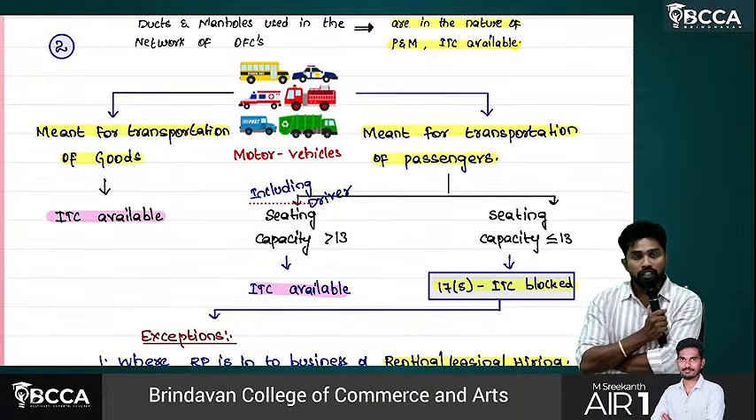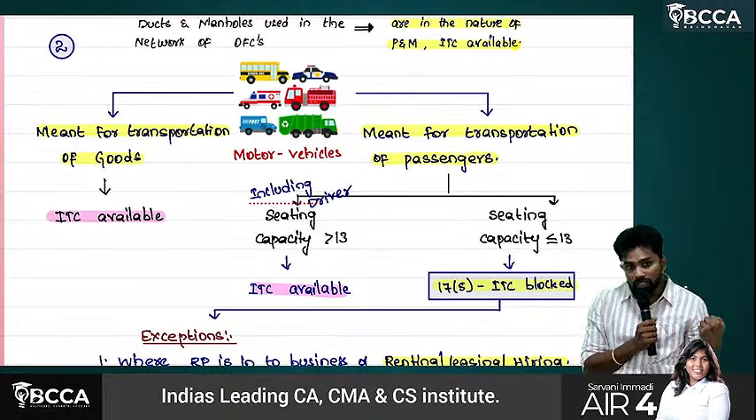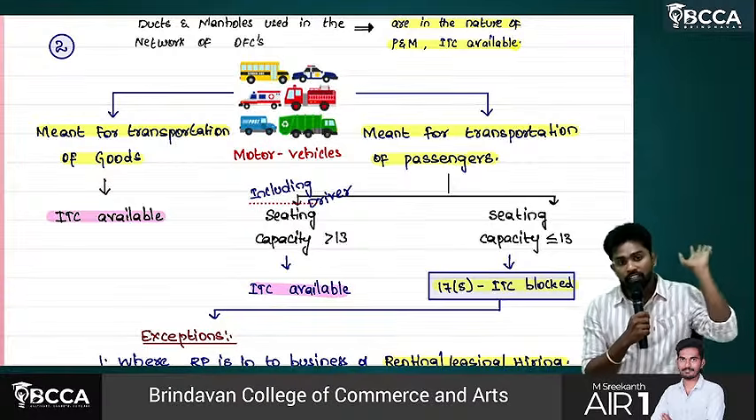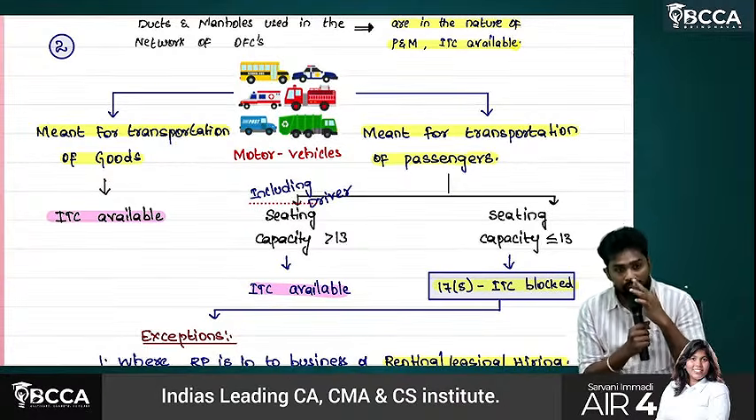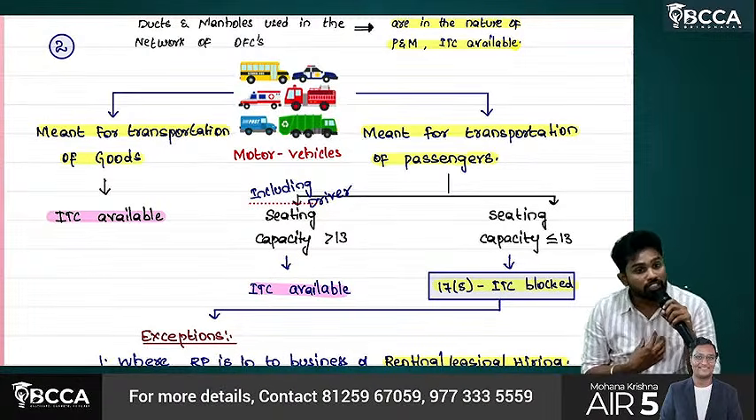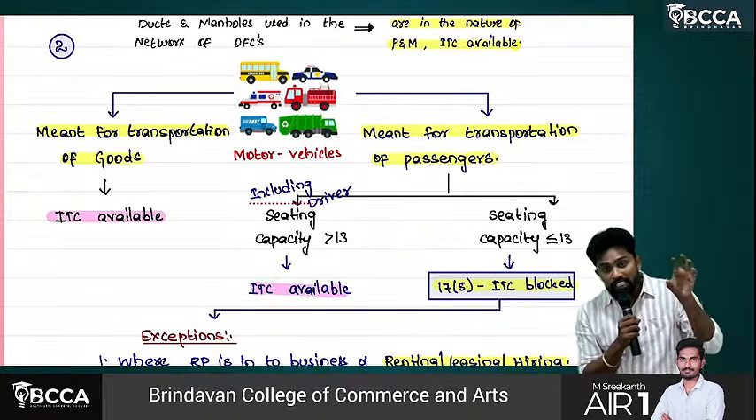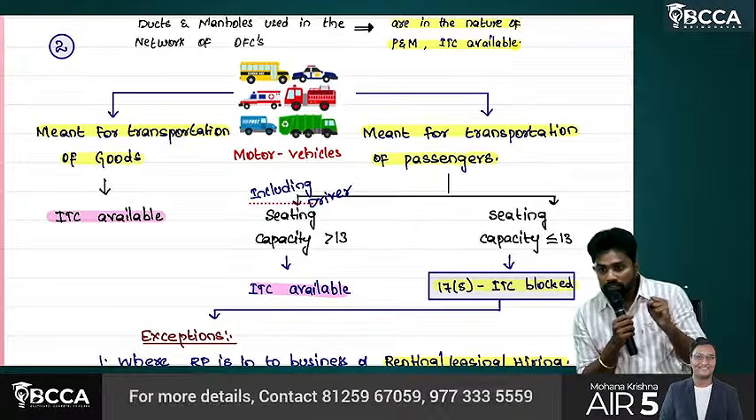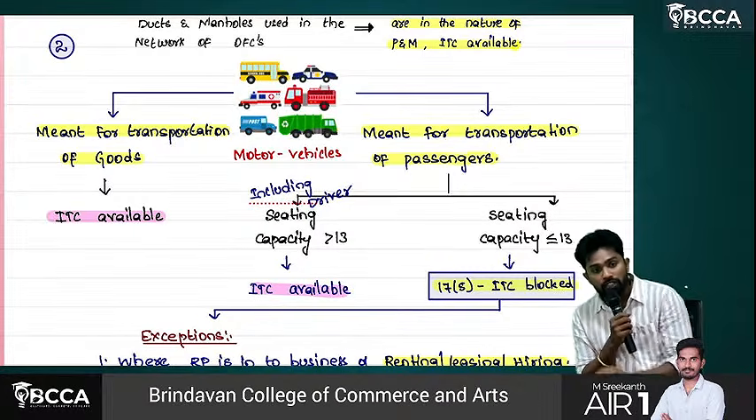Sir, motor vehicles, we need to check whether they are designed for transportation of goods or passengers. Meant for transportation of goods, ITC is available, no question about it. But if they are meant for transportation of passengers, then again we need to check two cases: seating capacity more than 13, or less than or equal to 13.